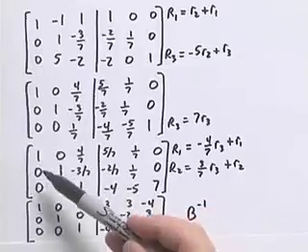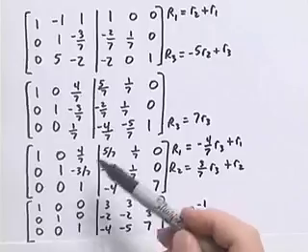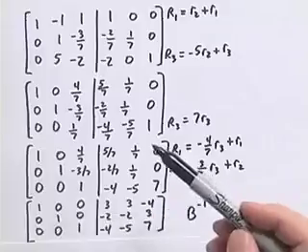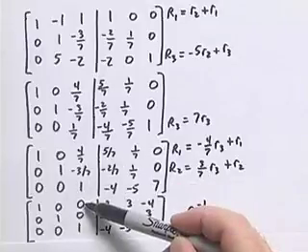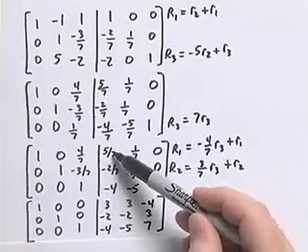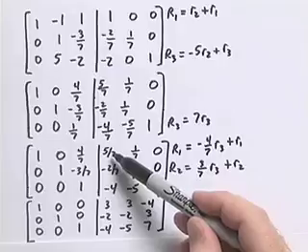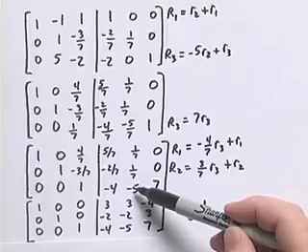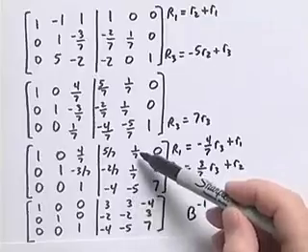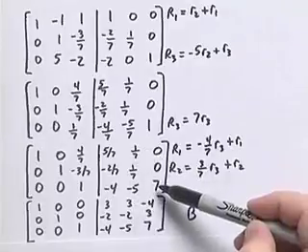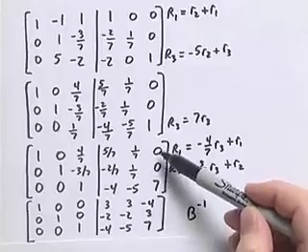Negative 4/7 times 0 is 0, plus 1 gives us 1. Negative 4/7 times 0 plus 0 is still 0. Negative 4/7 times 1 plus 4/7 gets us 0. Negative 4/7 times negative 4, it's going to give us a positive 16/7. We're going to add that to 5/7, which is going to give us 21/7, which equals 3. Negative 4/7 times negative 5 is going to give us 20/7. Add 1/7 to get 21/7, which is 3. Negative 4/7 times 7 is negative 4, plus 0 is negative 4.